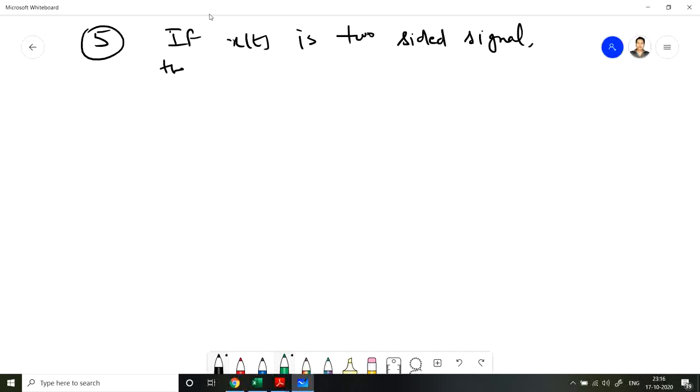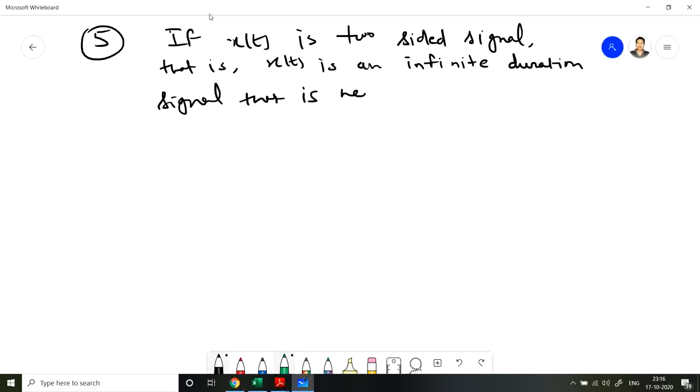then x(t) is an infinite duration signal that is neither right-sided nor left-sided.